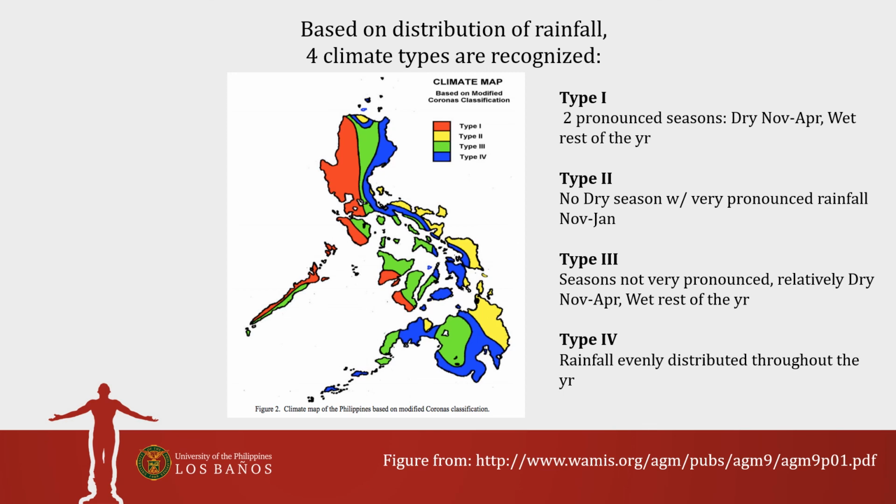Knowing the climate type in the area of research is important so you can schedule when your wet and dry season samplings will be done.